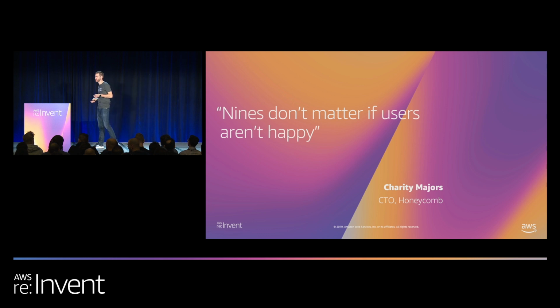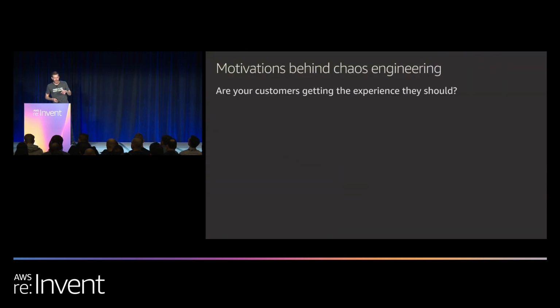Nines don't matter if users aren't happy. It's a famous quote by Charity Majors of Honeycomb. We can have dashboards showing our SLAs, our SLOs, our SLIs, but it doesn't really matter if it's green or red, as long as our users aren't happy. Everyone who builds or runs a system has customers, be it internal customers or external customers. And are your customers getting the experience that they should, or are your customers unhappy?